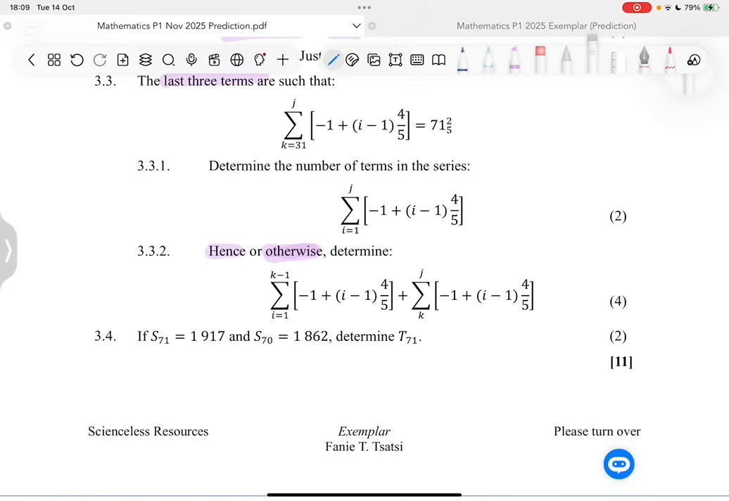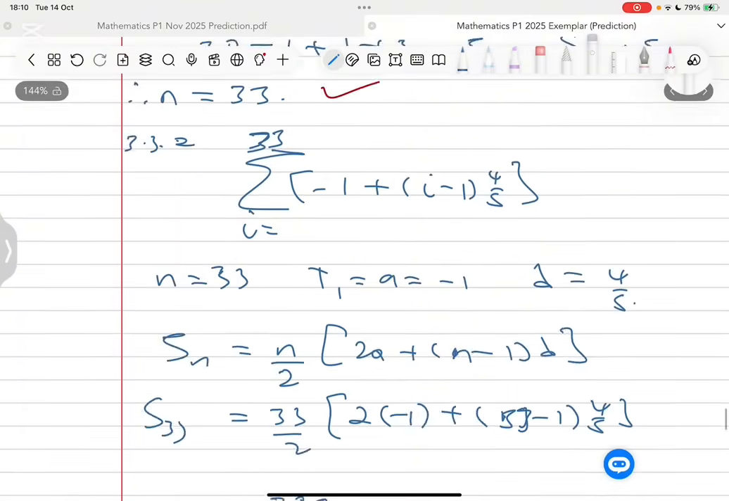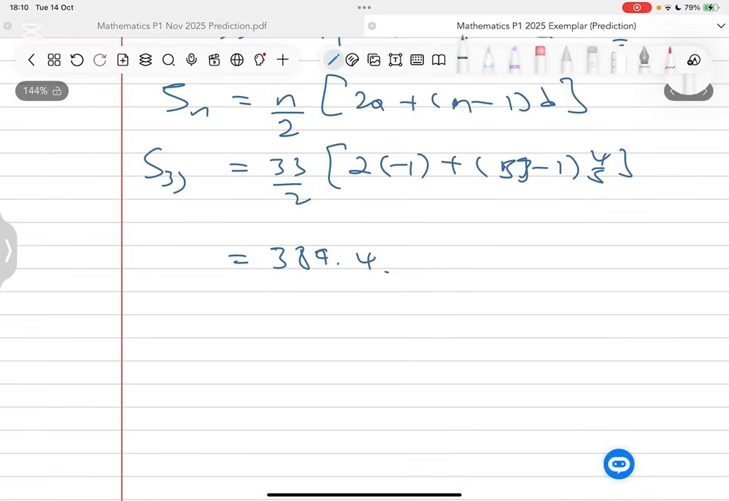Now, the last question in this question is 3.4, which says to us that if S71 is equal to 1,960 and S70 is equal to 1862, determine T71. Now, this is a very simple and interesting question. So we're looking at 3.4.